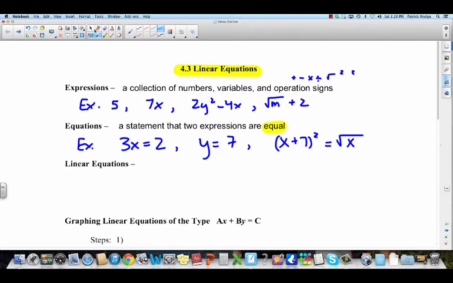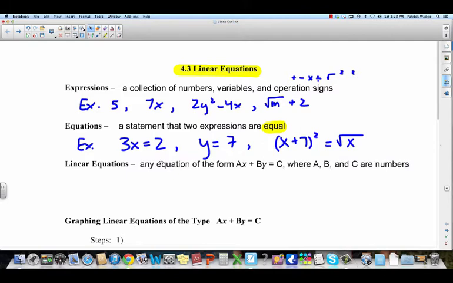Okay, linear equations. Over the next few years of math, you're going to learn about linear equations, quadratic equations, cubic equations, quartic equations, all sorts of different equations. We're going to start with the most basic, which are linear equations. A linear equation is any equation of the form ax plus by equals c, where a, b, and c are all numbers. You can put any number you want into the a, the b, and the c here, and you will have a linear equation.